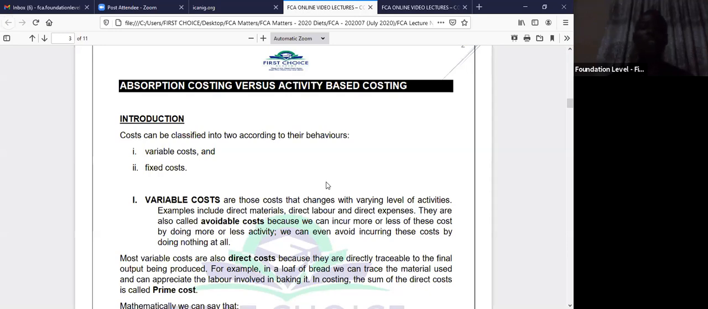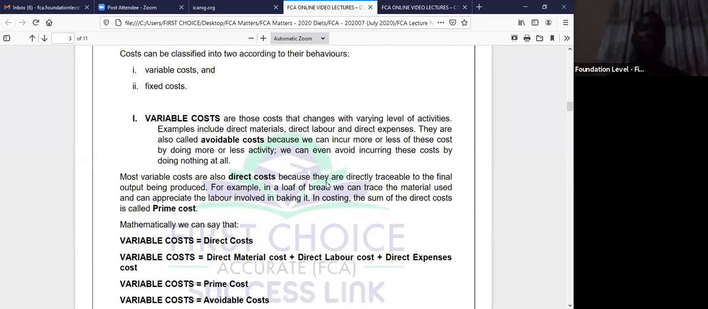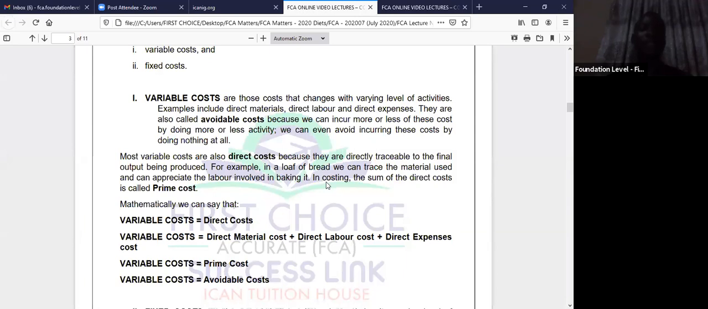And the sum of all direct costs is usually called the prime cost. So what constitutes your cost of sales? The bulk part of it is variable in nature. So they are the direct material, the direct labor, and the direct expenses. The direct expenses could be variable production overhead and fixed production overhead. But the majority of what forms the prime cost is variable cost. So mathematically, we can say your variable cost is equal to avoidable cost, equals your prime cost. Most of them are direct in nature.